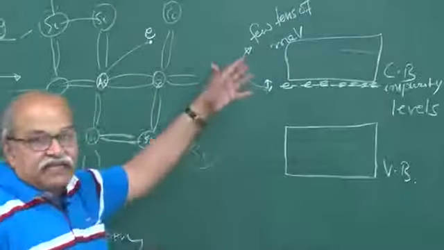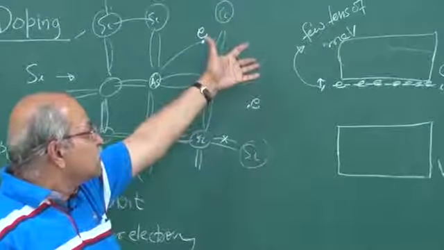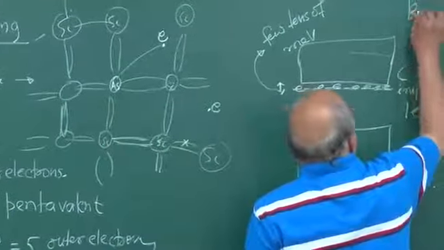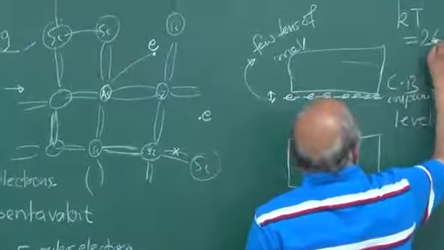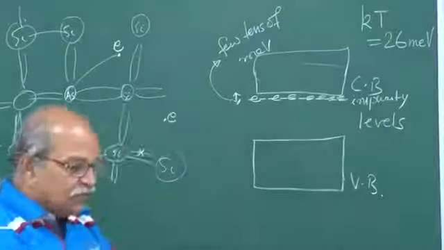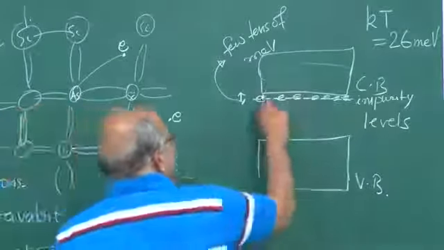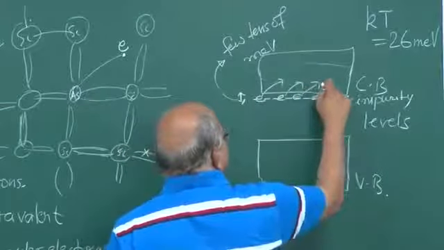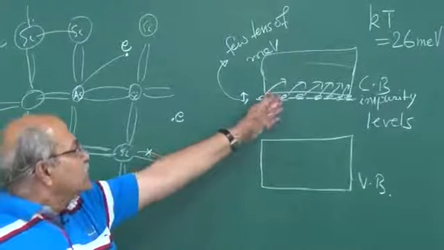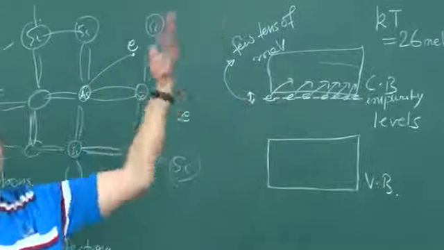Maybe 15, 20, 30, 40 milli-electron volts of this energy. And remember, kT itself is 26 milli-electron volt. So it's comparable to that. And therefore, through thermal interactions, these can easily go to this conduction band, and then they are free to move anywhere.